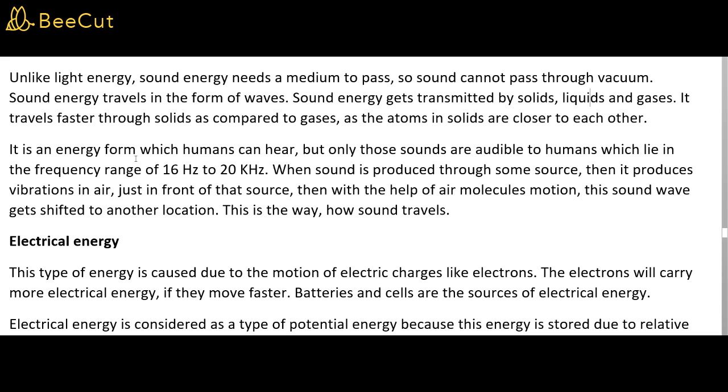It is the energy which is hearable for human beings. However, there is a specific range, that is 16 hertz to 20 kilohertz. This is the frequency range of sound that we can hear, right?